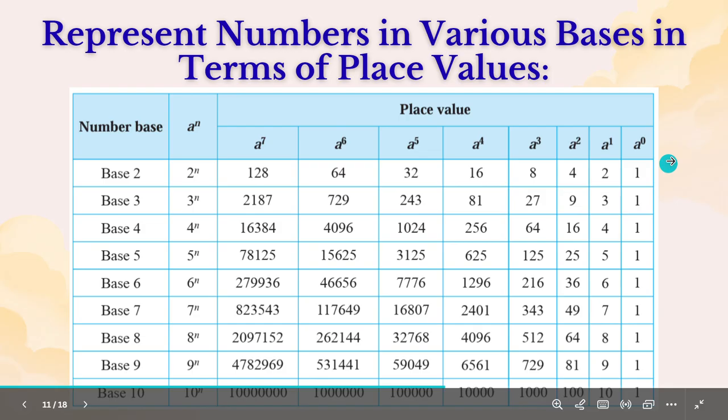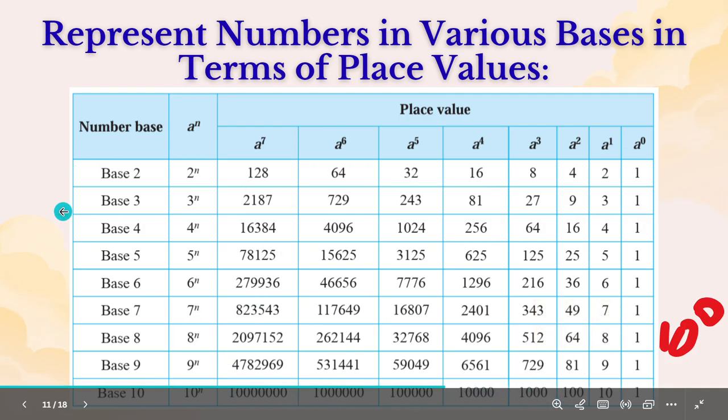So for base 10, a to the power of 0 means 10 to the power of 0, and we will get 1. Then 10 to the power of 1, we get 10. 10 to the power of 2, we get 100. 10 to the power of 3, we get 1000. Same thing with the others. So that's why we read the place values like ones, tens, hundreds, thousands, and so on.